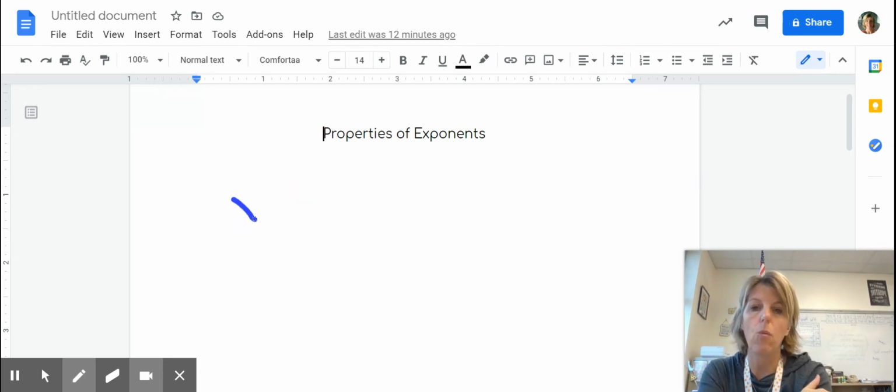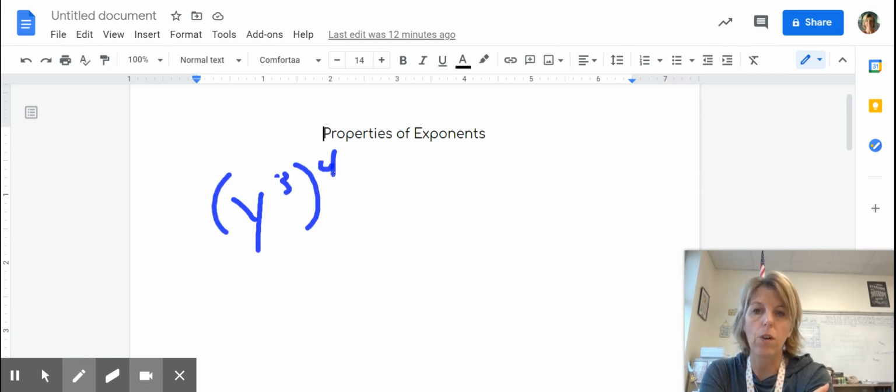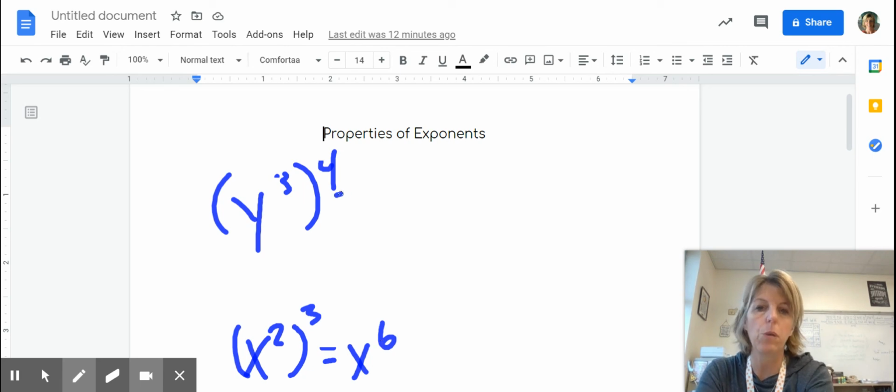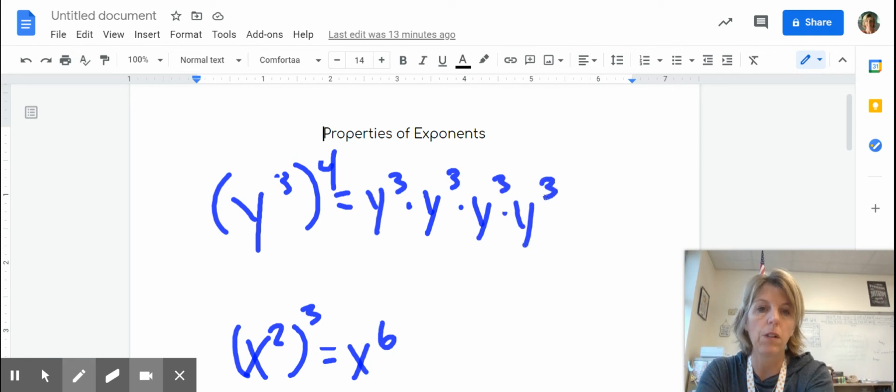What if I have y to the 3rd to the 4th? I'm just going to put this one down here, x squared to the 3rd, and we said that was x to the 6th, just to hold on to that one. So this one would be y cubed times y cubed times y cubed times y cubed, which becomes y to the 3, 6, 9, 12. 3 plus 3 plus 3 plus 3 is y to the 12, right? So 3 times 4 is 12.